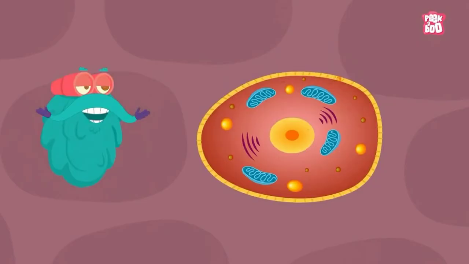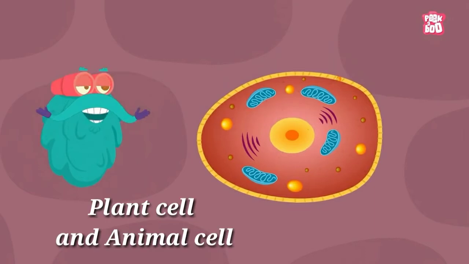So if we talk about the position of the nucleus, that is, where the nucleus is present inside the cell, the nucleus is present in the center of the cell. So what is the function of the nucleus? The function of the nucleus is to control all the activities of the cell. And where is the nucleus present inside the cell? The nucleus is present in the center of the cell, and it is also present in both types of cells, plant cell and animal cell.